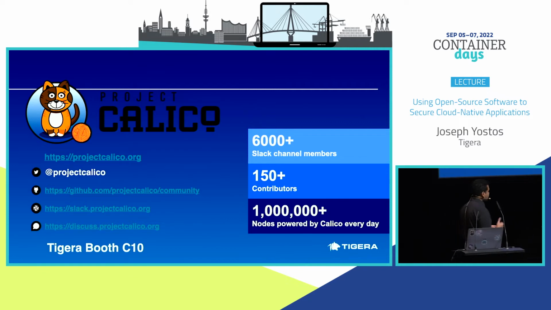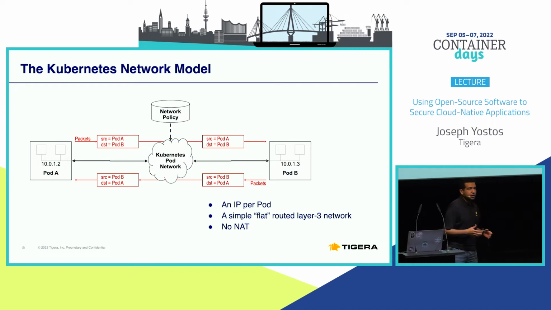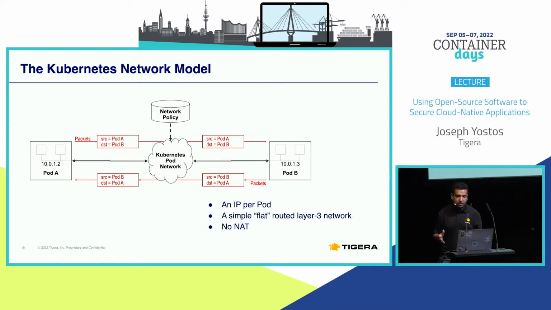So that being said, let's dive into our talk today, the container network model. Kubernetes defines networking, but it doesn't implement it. It relies on other technologies to implement the networking model. But first of all, let's look at what the network model defines.